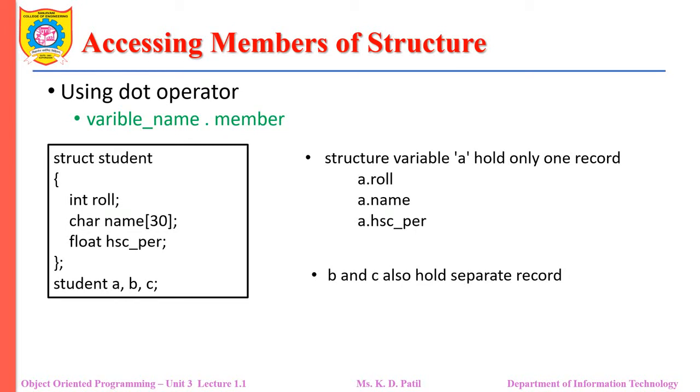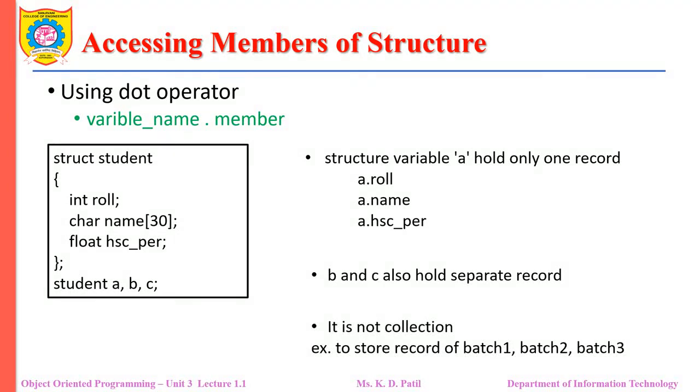Now please remember that A, B, C are three structure variables and they will maintain the record of only 3 students, which consist of the fields, the members as role, name and HSC percentage. It is not like a batch. If I want to store the record of batch 1 which consists of 20 members, then I need to create 20 structure variables, and only then will it be possible for me to maintain the record of those 20 students. Okay, so in that case, rather than using structure variables, I can create an array of a structure.